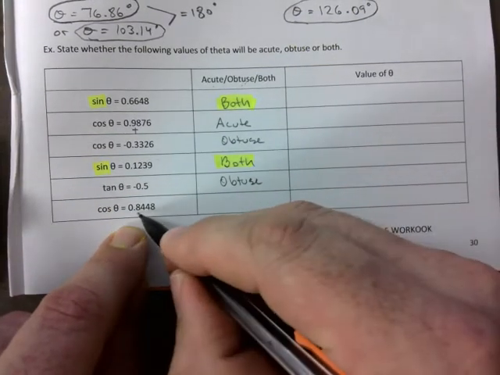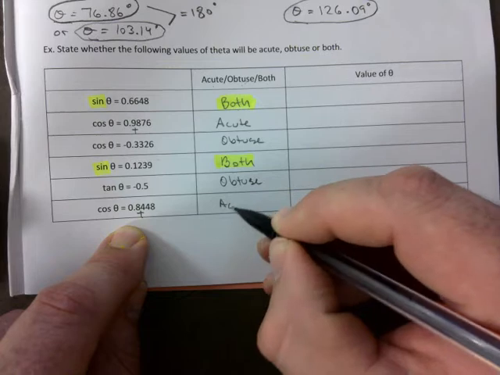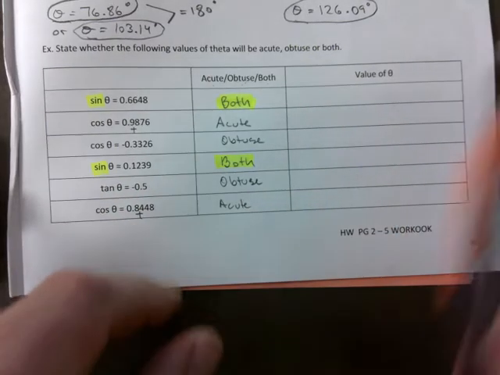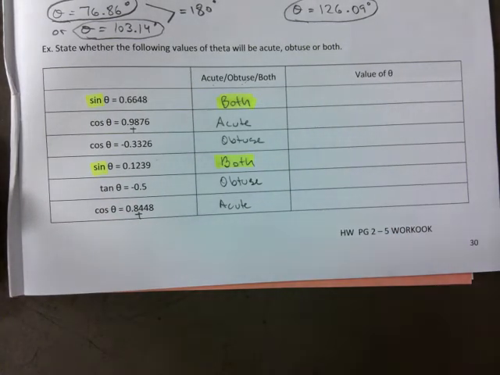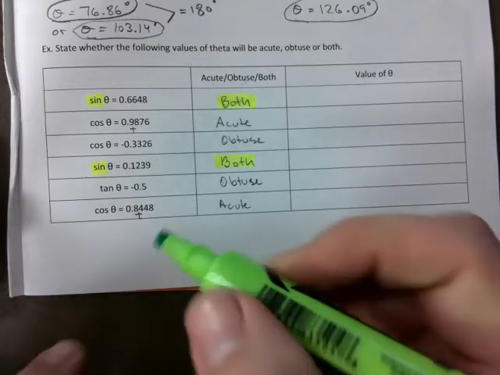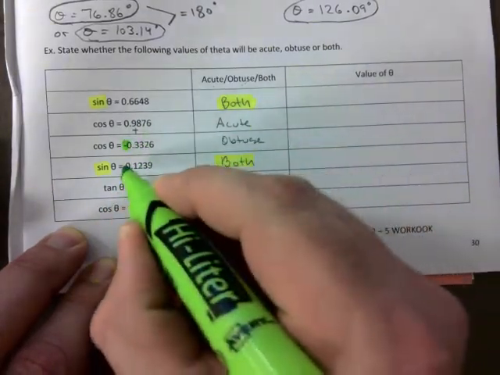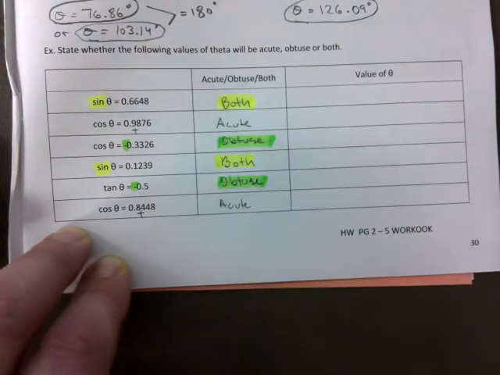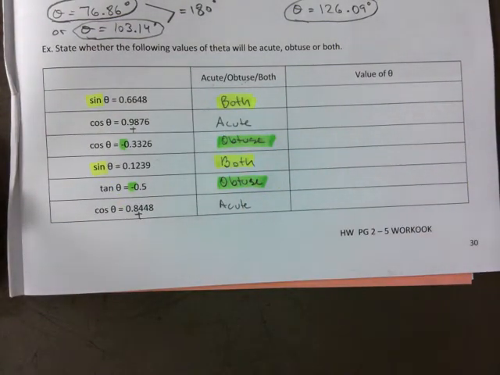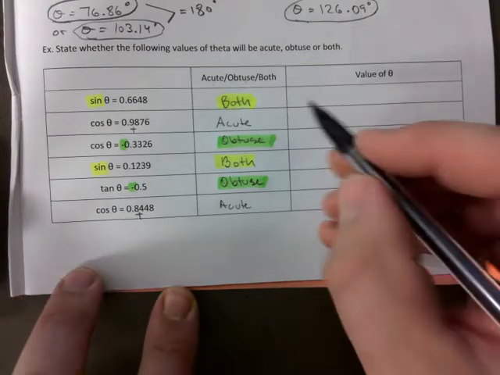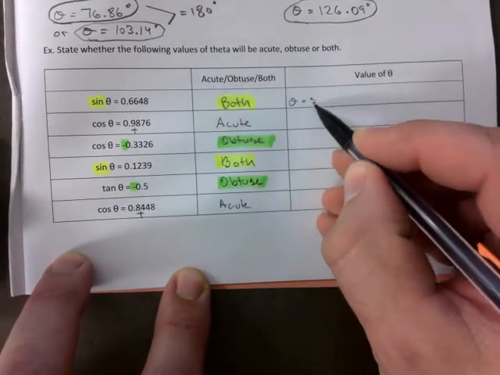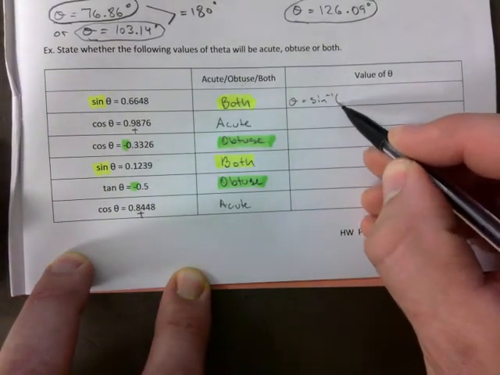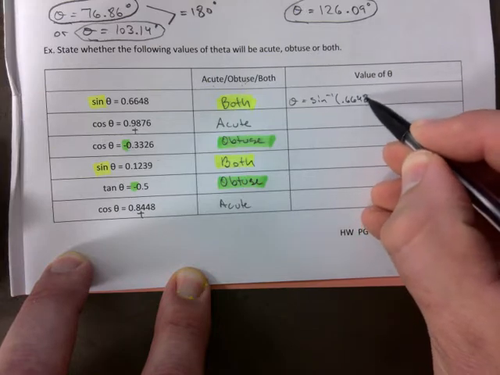Cosine of a positive, that's acute, so no need to do anything there. I'm going to highlight the negatives. The negatives at the very least should tell you it's obtuse. And then we want the value of theta, so we're going to do that. Theta is sine inverse of 0.6648.